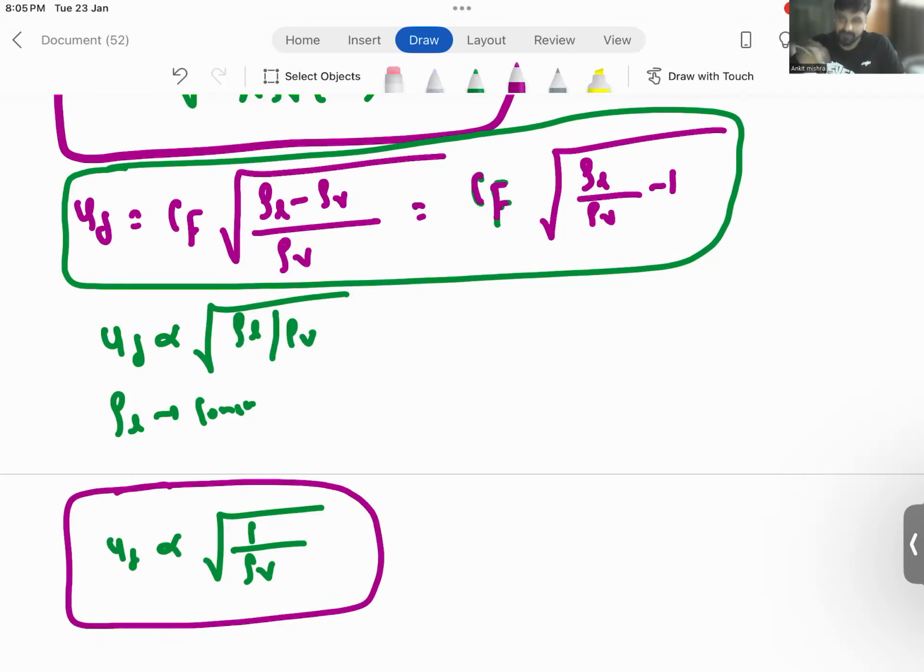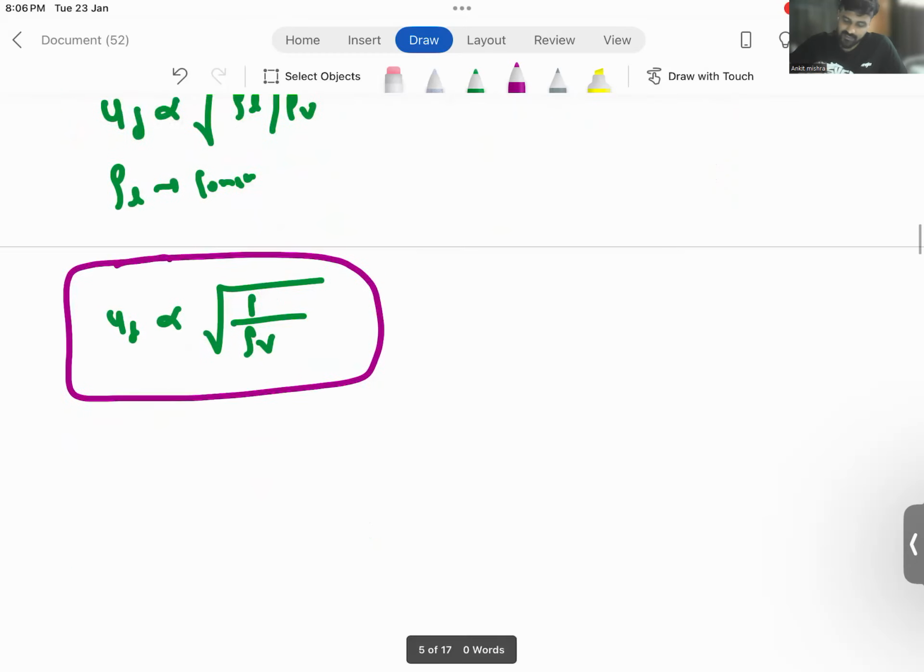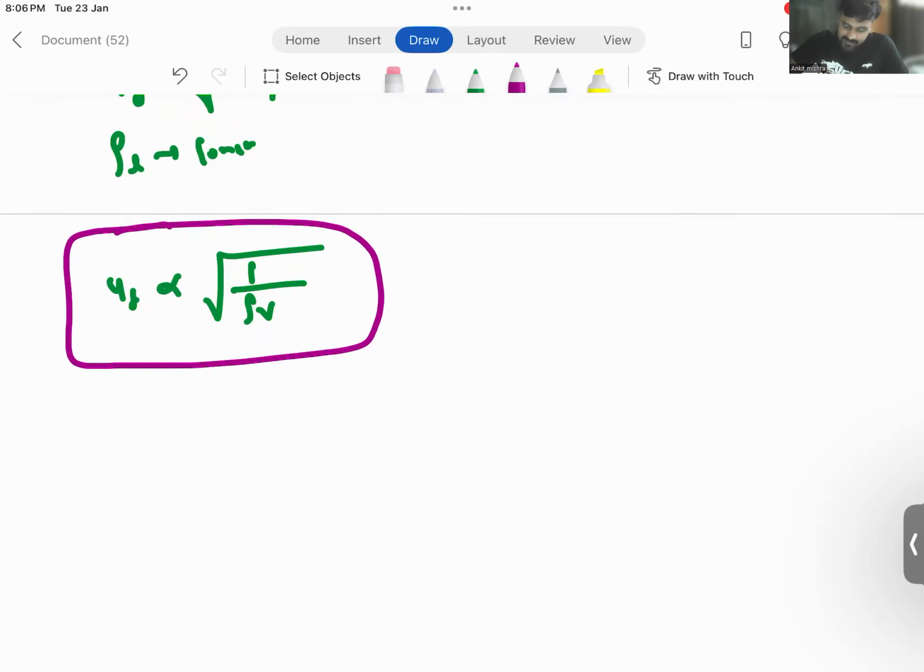So sometimes they can ask you a proportionality based question: if the density of vapor, rho V, is increased 4 times, then what will be the effect on the flooding velocity? Will the flooding velocity increase by 4 times, 2 times, become half, or become 1/4? Based on this particular relation, you can calculate.